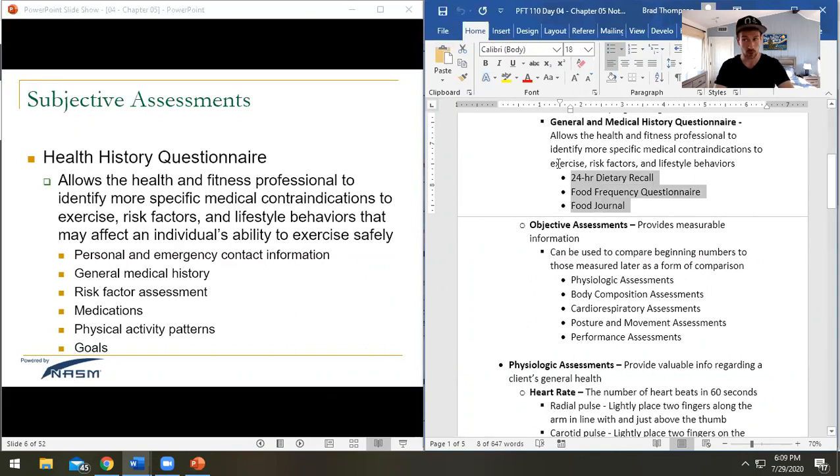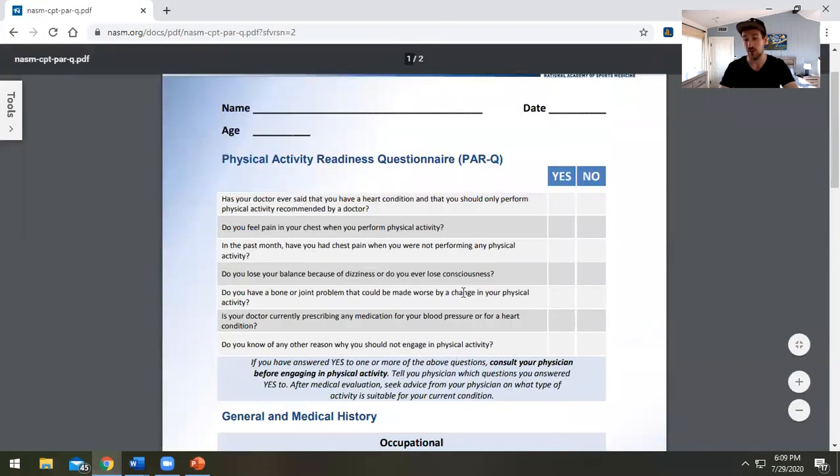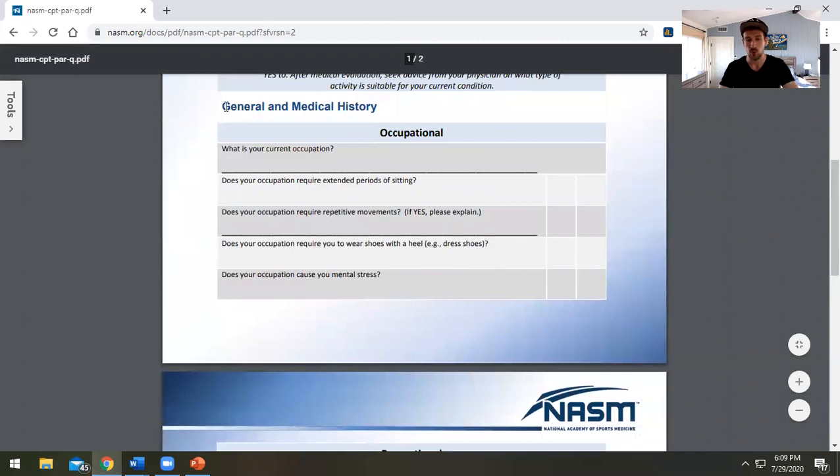Now, in the normal book that you're going to see, in your regular old textbook, you're going to see a continuation of the PAR-Q sheet here, which is just going to be the general medical questions, like, what's your occupation? Does your occupation require extended periods of sitting? Does your occupation require repetitive movements? If that's true, then what are they, right? And this piece of information is really, really helpful.